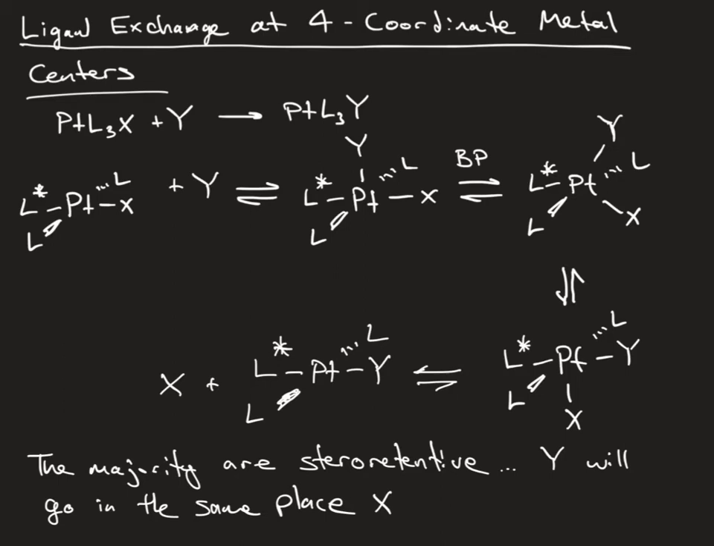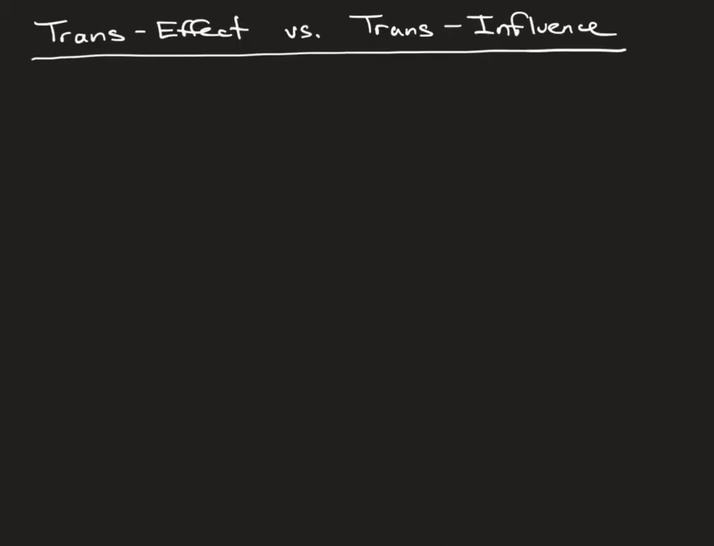It does this through both a trans effect and a trans influence. Trans effect versus trans influence both apply to the influence that a ligand has on another one trans to itself. A trans influence is a ground state effect.